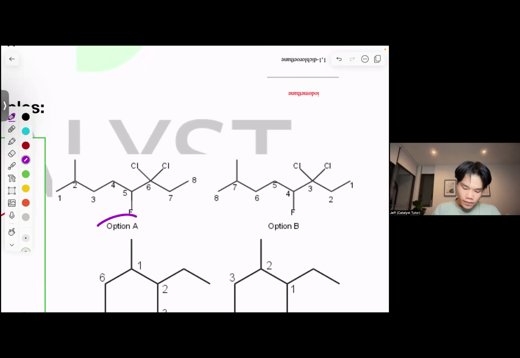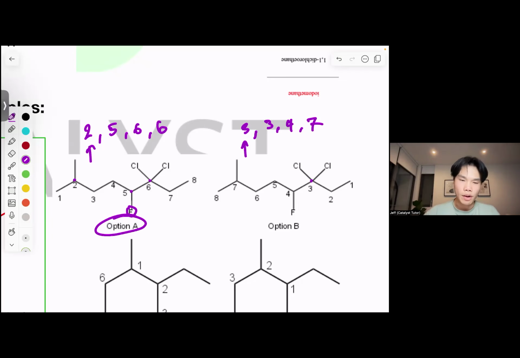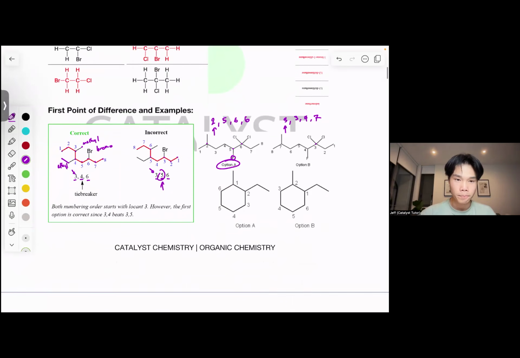So I would say it's A. And the reason is we're choosing from the first point of difference. If we're looking at all the locants here, it's 2, 5 for this fluorine, and 6, 6. 2, 5, 6, and 6. Whereas option B is 3, 3, 4, then 7. So the first point of difference is the 2 at the very start, and that decides it already. We don't have to worry about any of the other numbers that come after it. The first point of difference is what decides our lowest order.